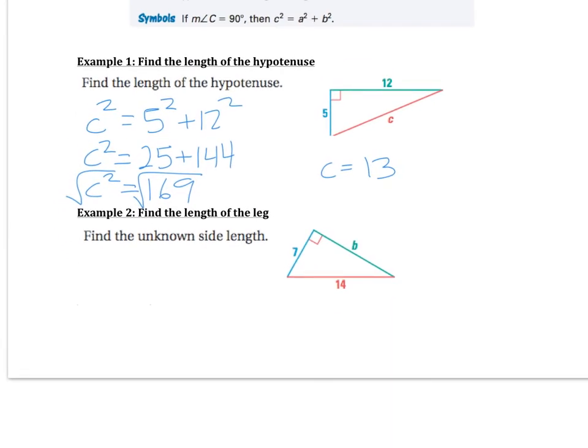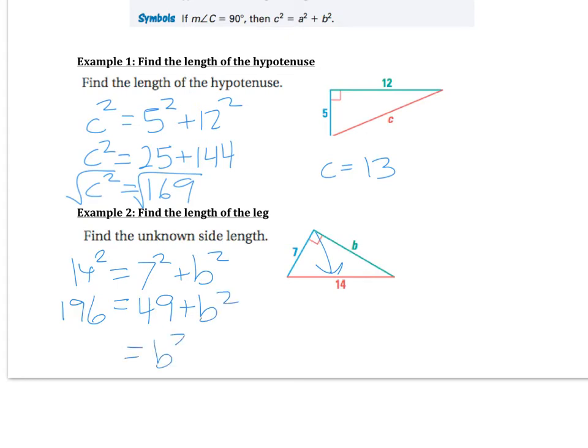To find one of the legs, again, you can see that c is 14. So 14 squared equals 7 squared plus b squared. 196 equals 49 plus b squared. Subtract 49 from both sides, and you get 147. To undo something being squared, you take the square root, and you get an approximation to 1 decimal place, 12.1.